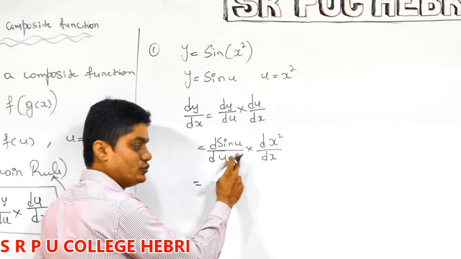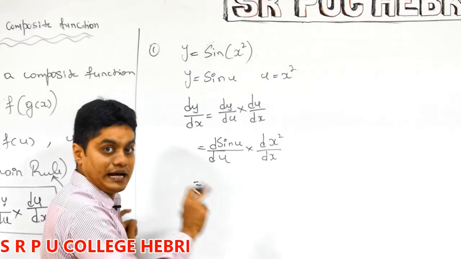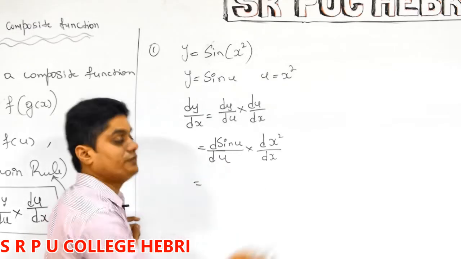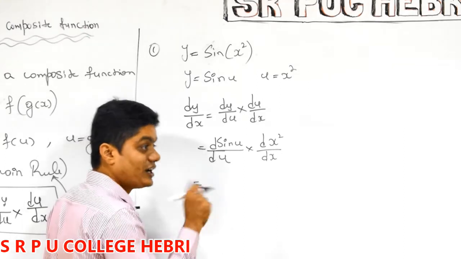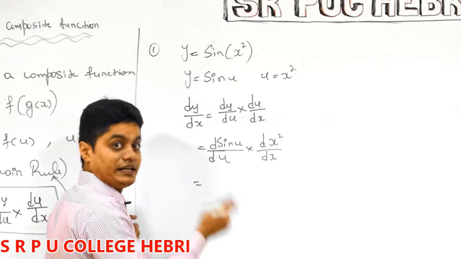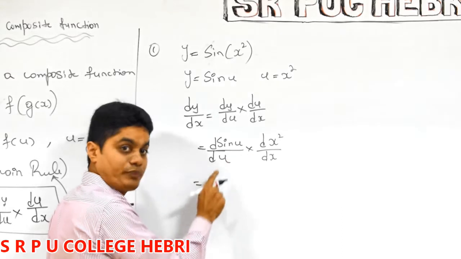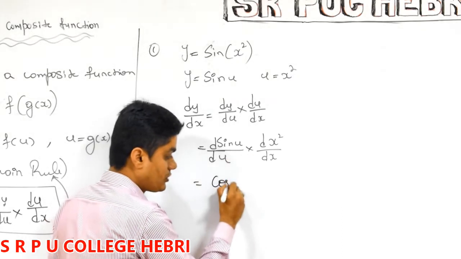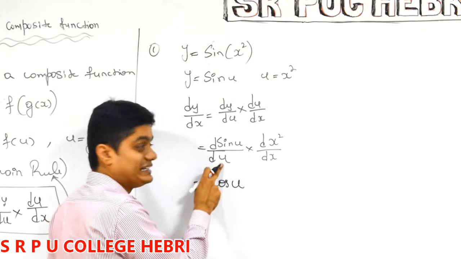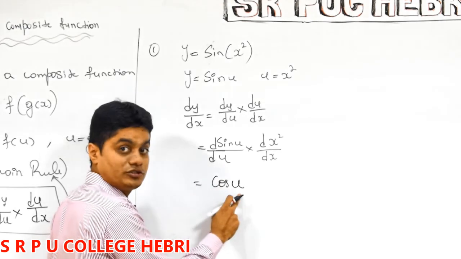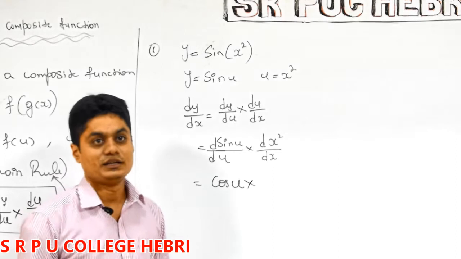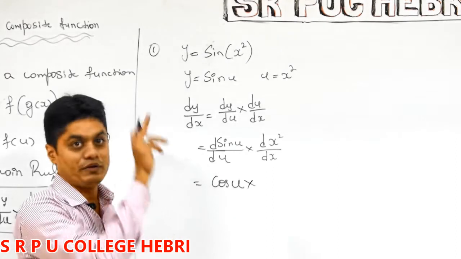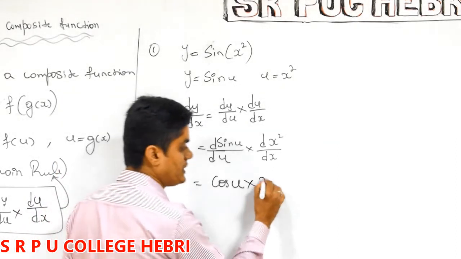Differentiation of sine u with respect to u is the same as differentiation of sine x with respect to x. What is differentiation of sine x with respect to x? Cos x. Just like that, differentiation of sine u with respect to u is also cos u, not x, because the independent variable is u. Remember that: cos u into differentiation of x square. You know it's a standard form, the x power n formula.